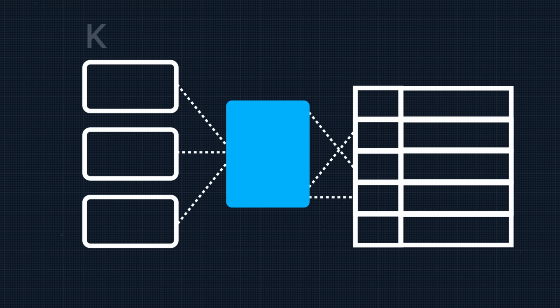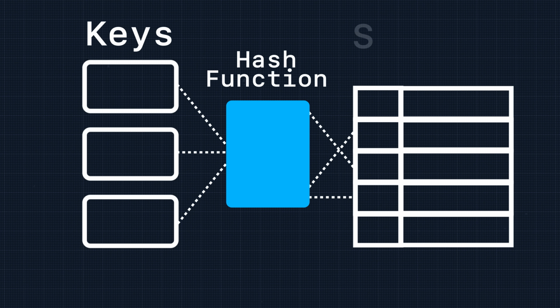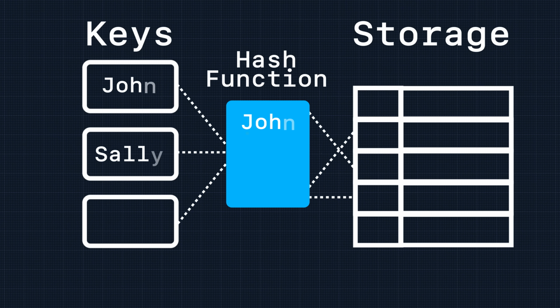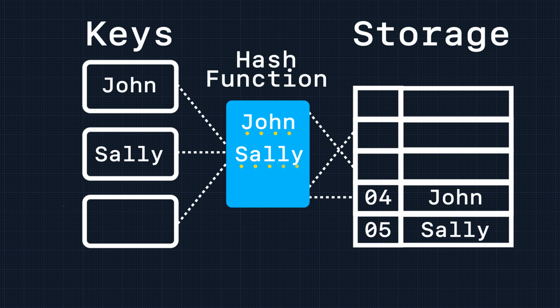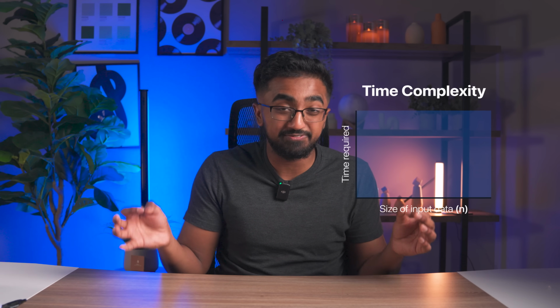A hash map stores data using key value pairs, where each key is run through a hash function that determines where the value should be stored. An example of a hash function could be the length of a string. So John's name, for example, is 4 characters long, so he's in position 4. Sally is in position 5. Her name is 5 characters long. This makes lookups on hash maps extremely efficient time complexity wise, being O of 1.